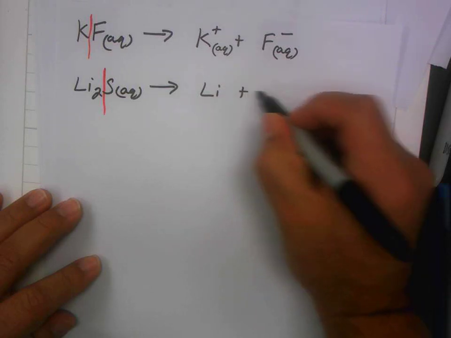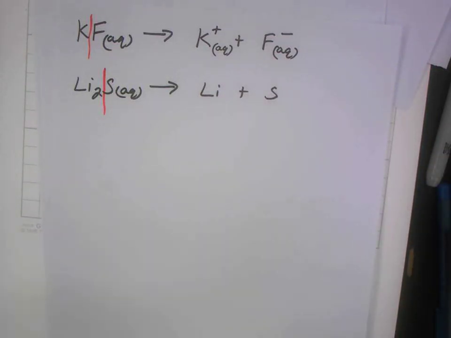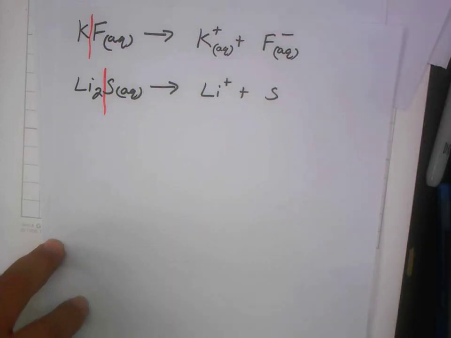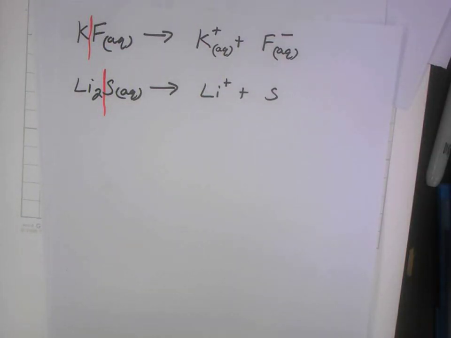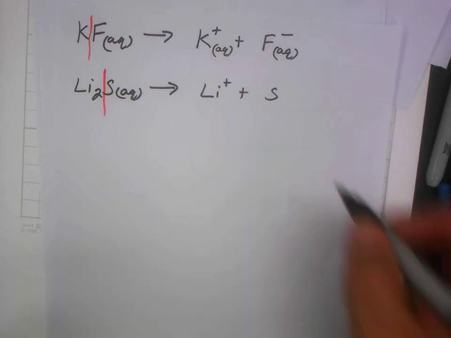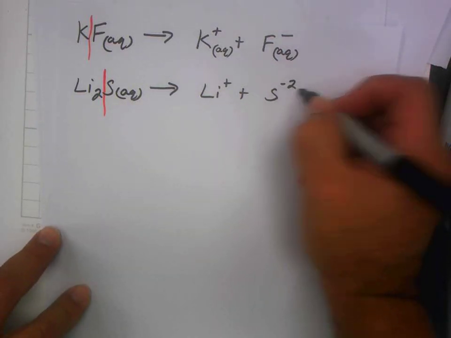But remember, they're lithium ions and sulfur ions, so they need to have charges. Lithium is in column 1, like potassium, so it gets a +1. Sulfur is in column 16, like oxygen is, so it gets a -2. Okay.